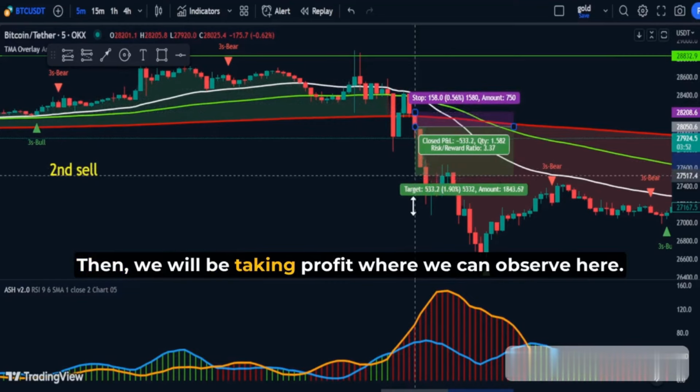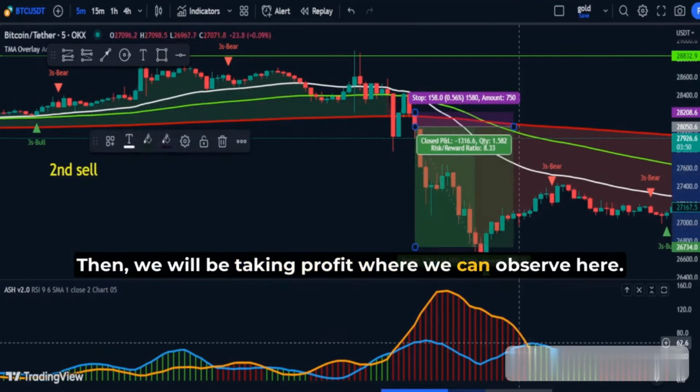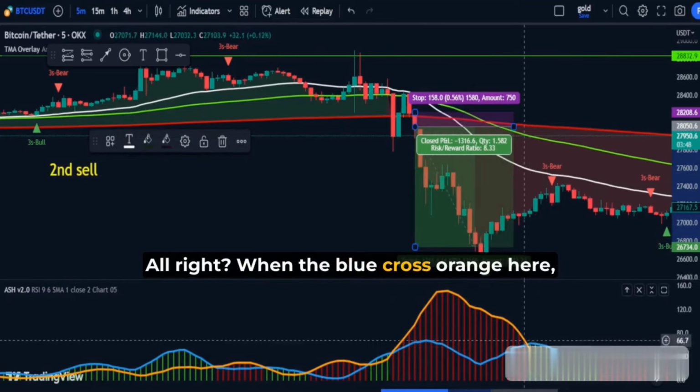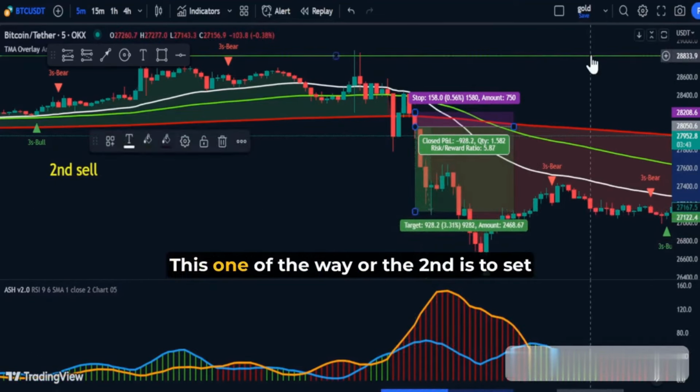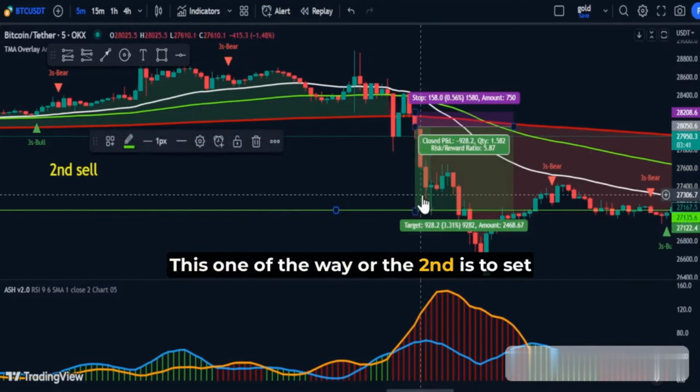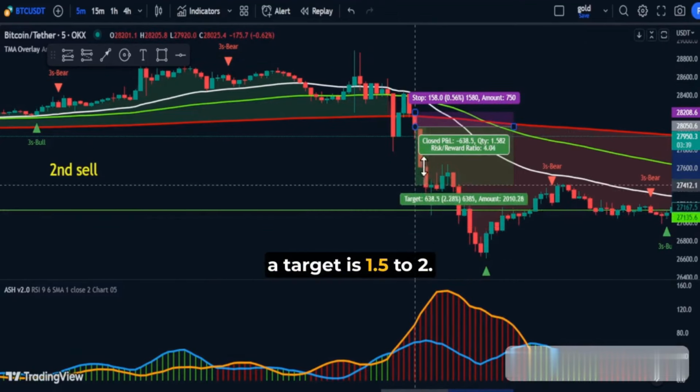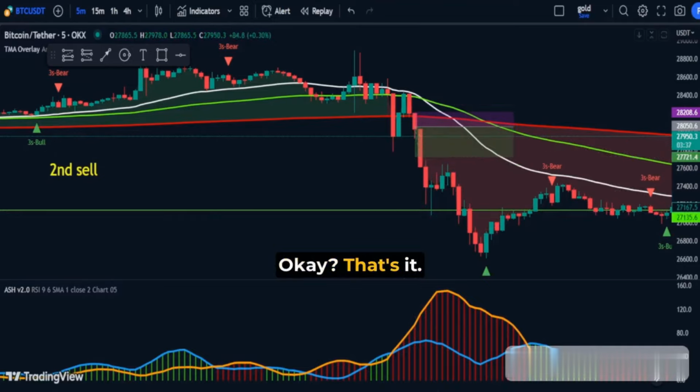Then we'll be taking profit where we can observe here. When the blue crosses orange here, we can take profit. This is one of the ways. Or the second is to set the target at 1.5 to 2. Okay, that's it. So simple.